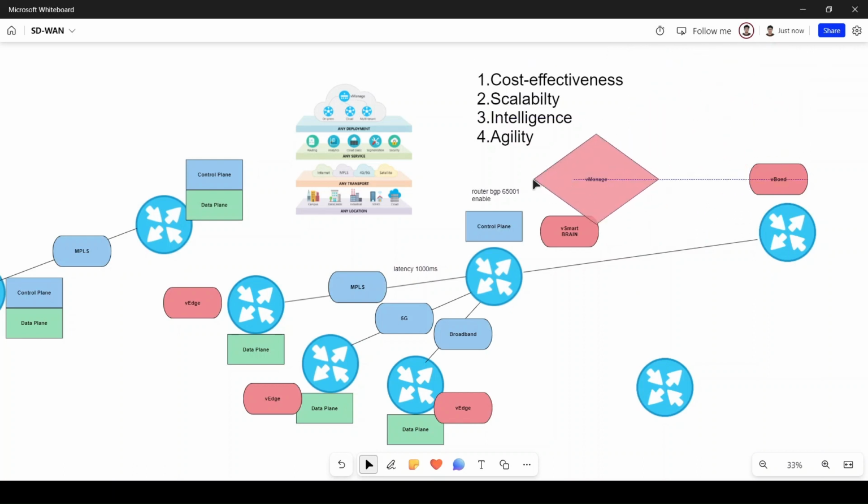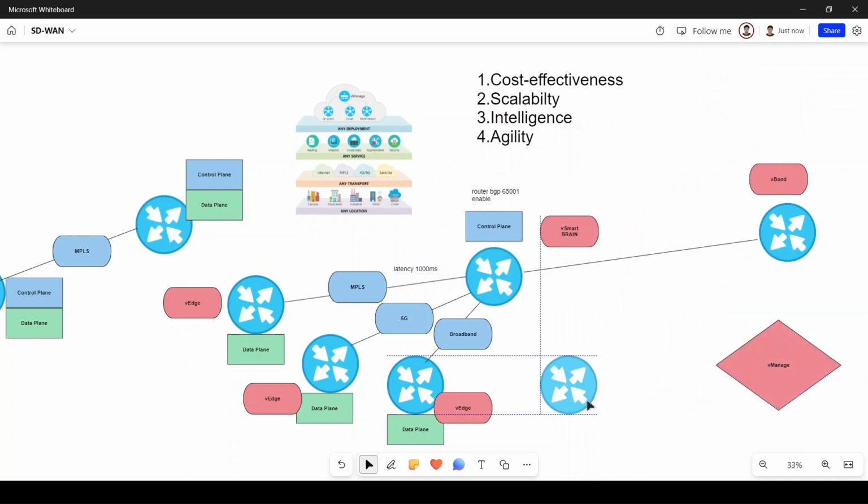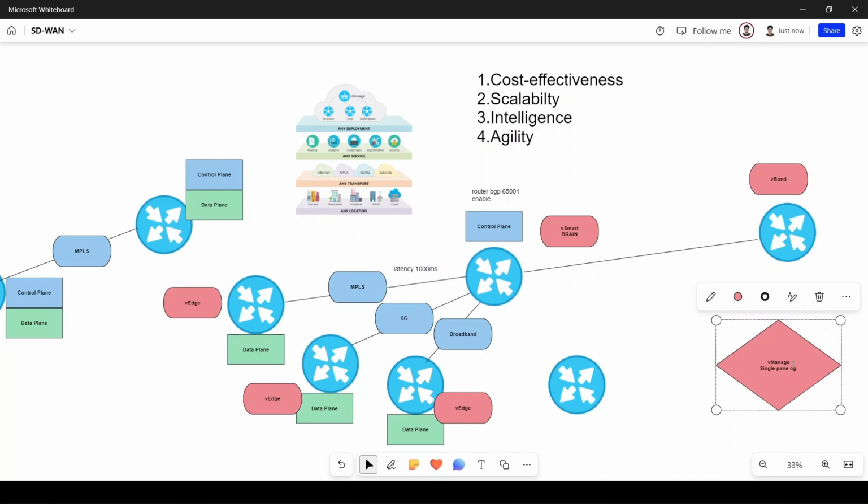And vManage basically controls the entire infrastructure, right? That's what it does. And the best way to describe vManage in a few words is single pane of glass, which allows you to see and monitor everything. That is vManage. So these four components are part of Cisco's SD-WAN implementation.